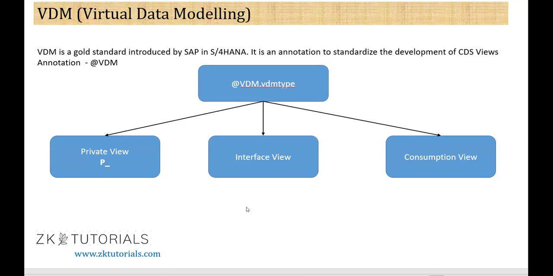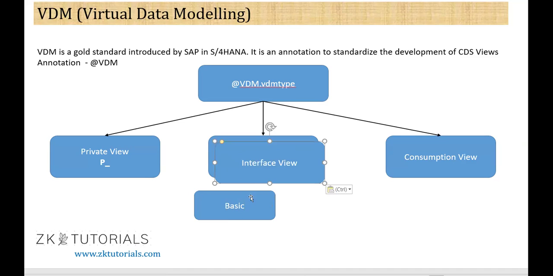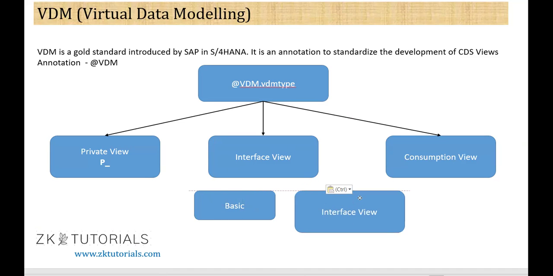So now the next thing that comes up is that these interface views are further classified into two subtypes. What are these two subtypes, guys? First, which we call a basic interface, and the other one which we call composite.